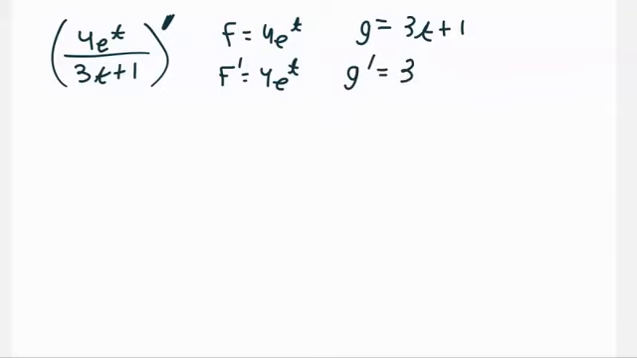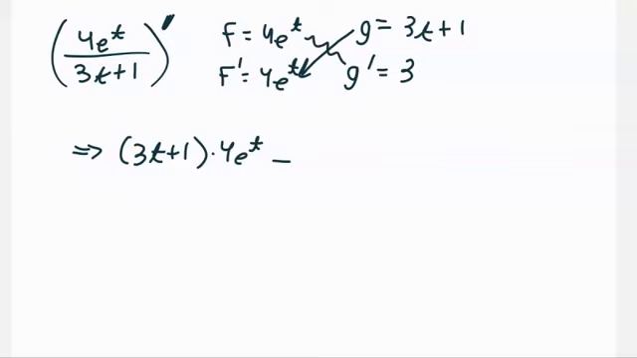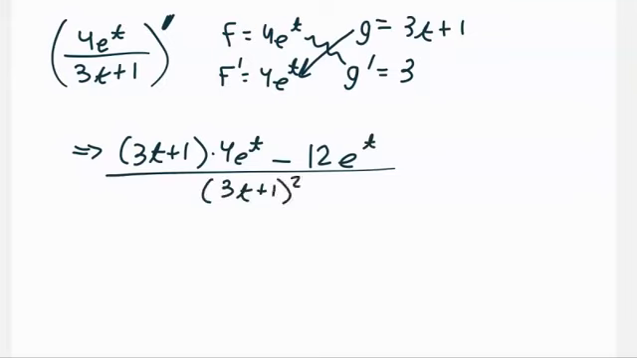And so now we'll put our pieces together. We have low d high. So here's low d high: 3t plus 1 times 4e to the t, minus high d low. So this one times this one, so 12e to the t, 3 times 4 we can get together. And then over the original bottom squared, low squared.